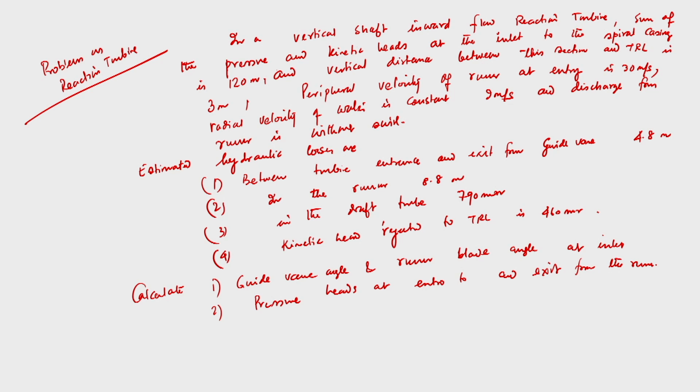Hydraulic losses are given between turbine entrance and exit from the guide vanes, runner, and draft tube. Kinetic energy rejected to TRL is given. So we have to calculate the guide vane angle, runner blade angle at the inlet, and pressure head at entry to and exit from the runner. So we have to solve this problem. Now we will go to the solution.